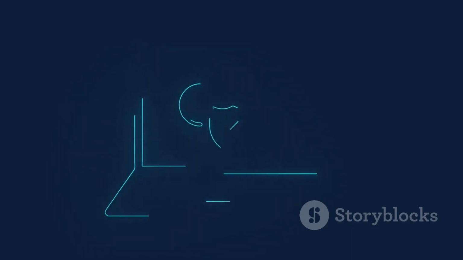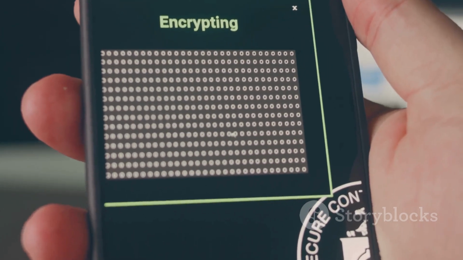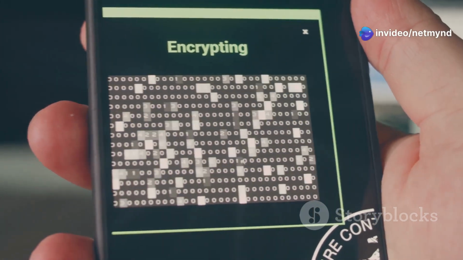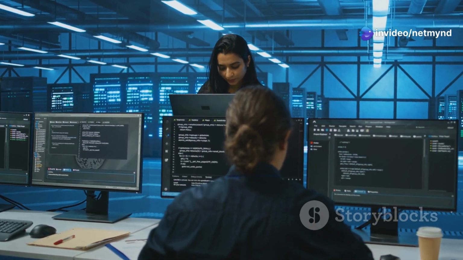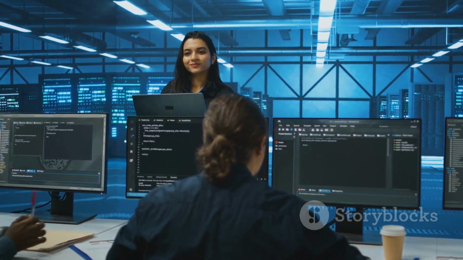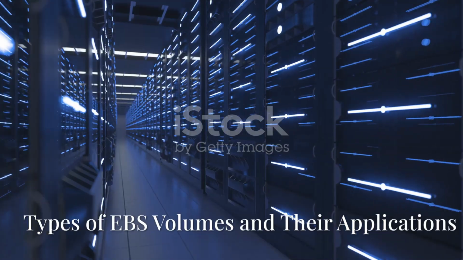Security is paramount in the cloud. EBS offers encryption at rest and in transit, ensuring your data is always protected. You can also control access to your EBS volumes using AWS Identity and Access Management, or IAM.